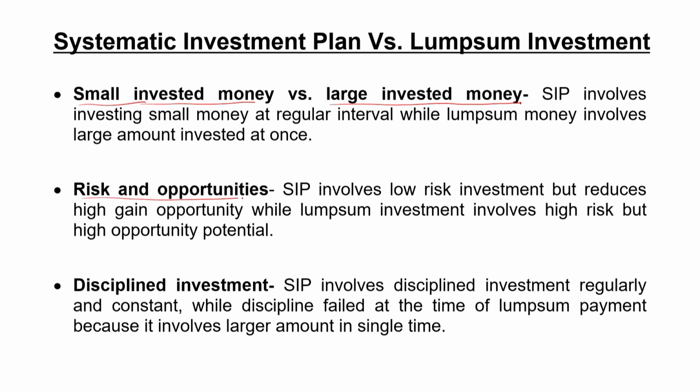Risk and opportunities in SIPs are lower as compared to the lump sum investment. Lump sum investment generally involves higher risk, and it also offers you higher potential opportunities. Then SIPs are basically a disciplined investment. Here, regularly and constantly, contributions are made by the investor. That is why it creates a discipline among savers to invest their money into the financial market.